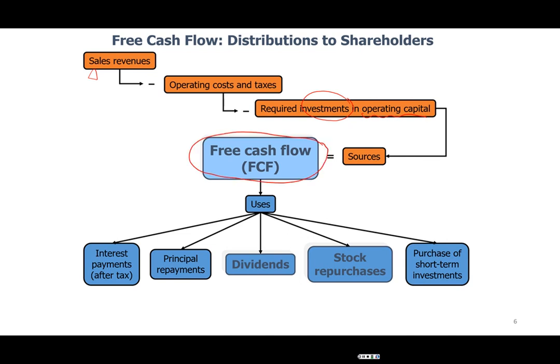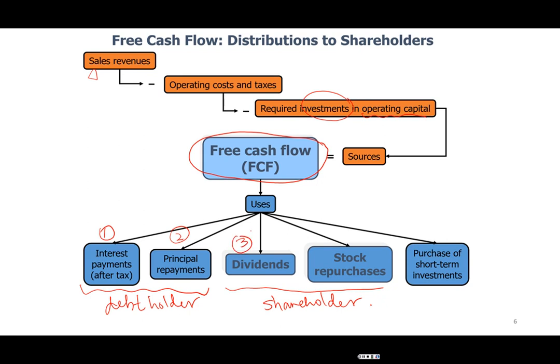So it's up to the financial manager what he wants to do with the free cash flow. You can use the free cash flow in many different ways. First, he can pay out interest payments. Okay, and then he can pay out the principal repayment to debt holders. So the first two are to debt holders. And the next two options are to shareholders.